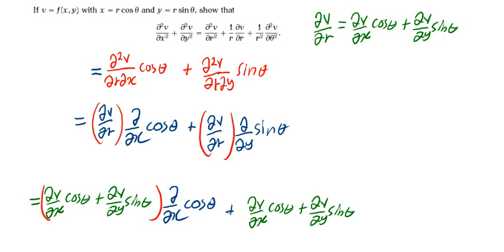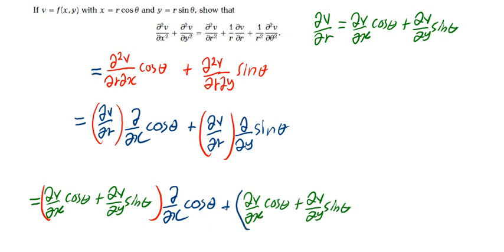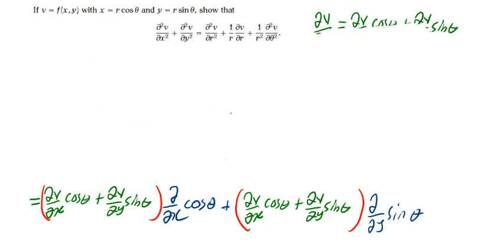Okay, like that. Then we still have this one outside. We have our partial of y, then sine what? Sine theta. So now what follows is just a matter of distributing what we have outside the brackets.